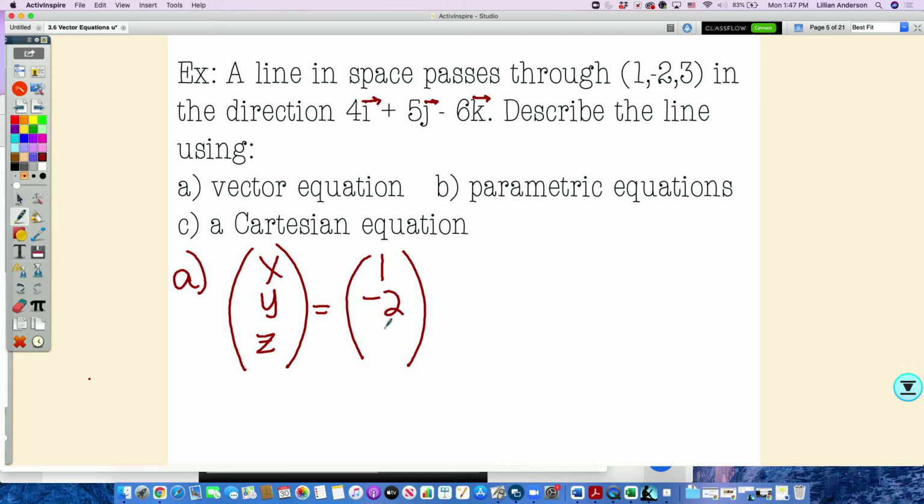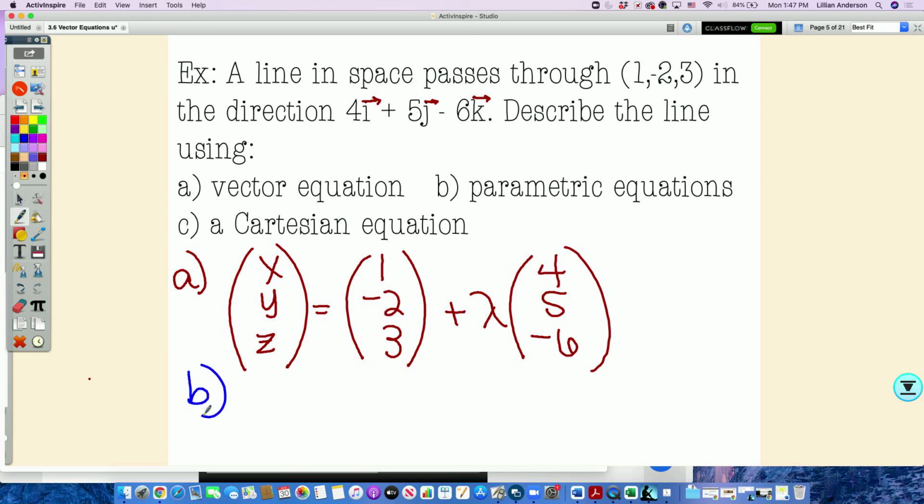1, negative 2, 3 is that fixed point. And since it passes through this point, that's going to be the A vector plus lambda vector B. What's going to be vector B? 4, 5, negative 6. Yes, it's in base vector form, but we can write it in component form. So essentially, we were taking the fixed point to use to create the vector equation.